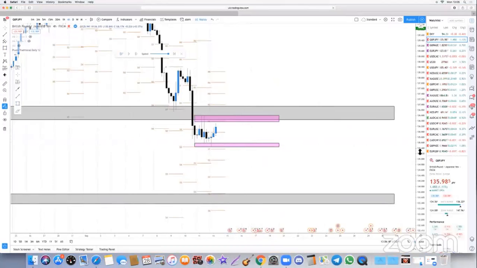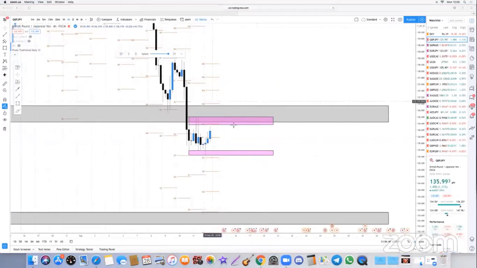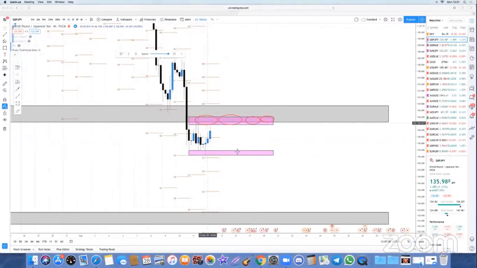Now if we're in a seller's market, what I'm looking for is lower high rejections from the H4, something like this. I'm looking to take trades at this level, on the top, in a seller's market. That's my primary zone.